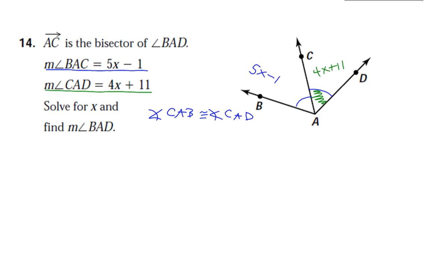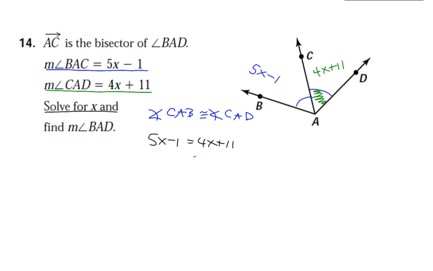Well, we know that angle CAB and angle CAD are congruent to each other, which means I can simply set 5x minus 1 equal to 4x plus 11 by substitution. So what are they asking me to do? They're saying solve for x. Okay, well, let's do the math.